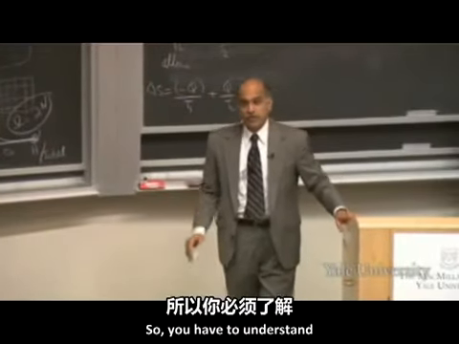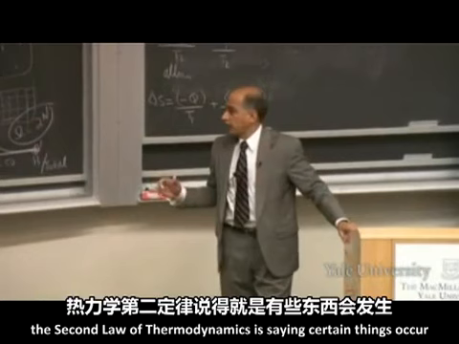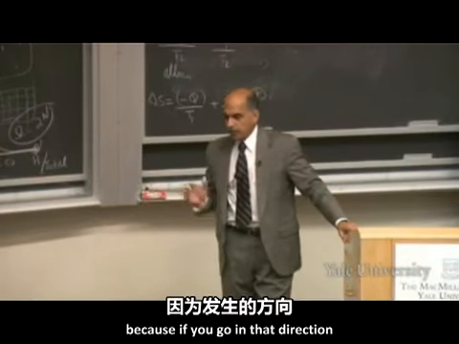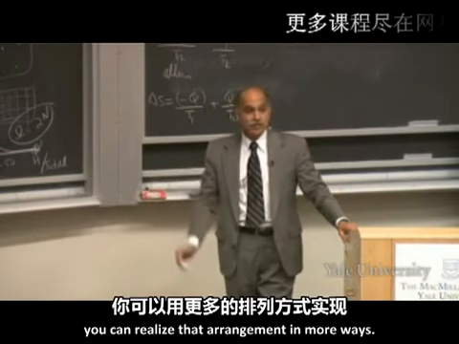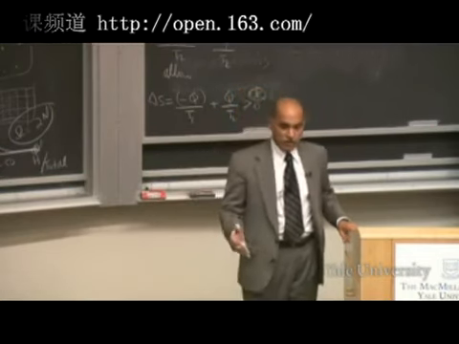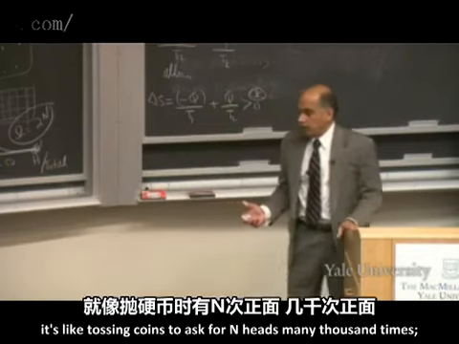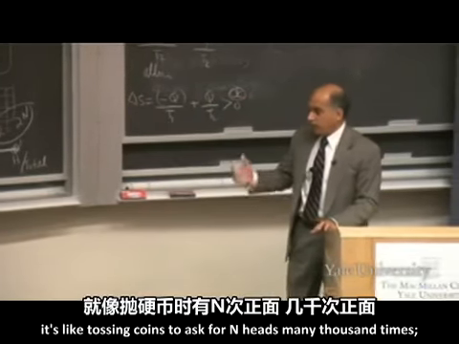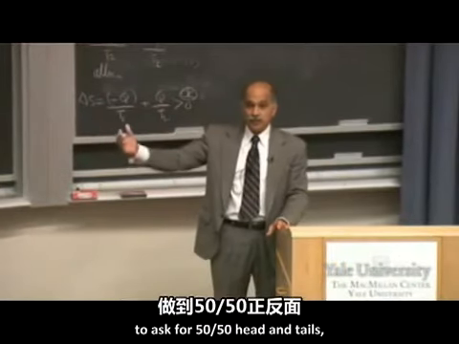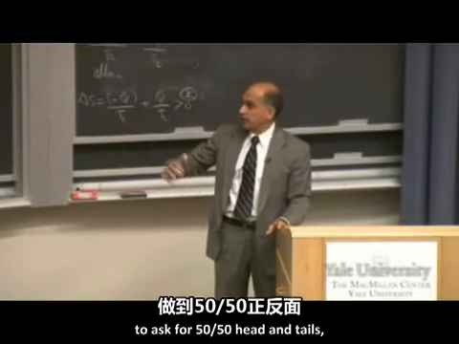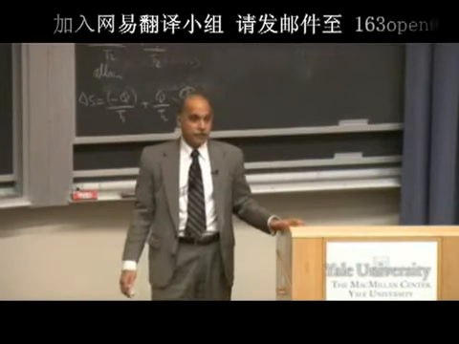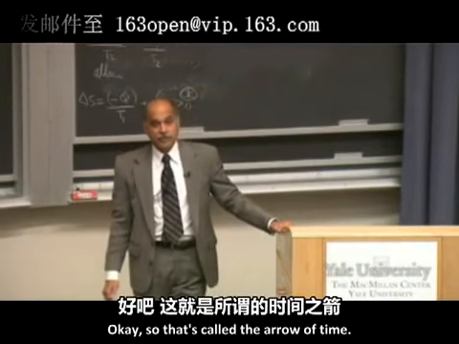So you have to understand the second law of thermodynamics is saying certain things occur because if you go in that direction, you can realize that arrangement in more ways. And since microscopic motion is random, it's like tossing coins. To ask for n heads when you toss n times, it's like asking all molecules to be on the left side of the room. To ask for 50-50 heads and tails, it's like asking for molecules to populate the room equally. Okay, so that's called the arrow of time.